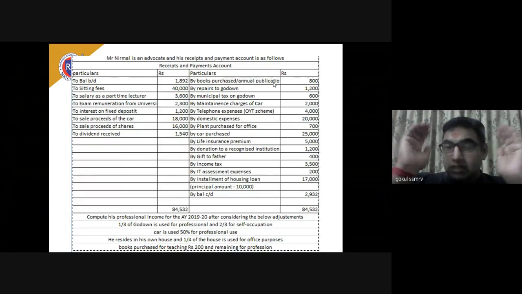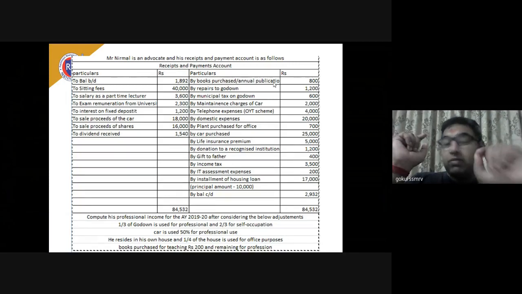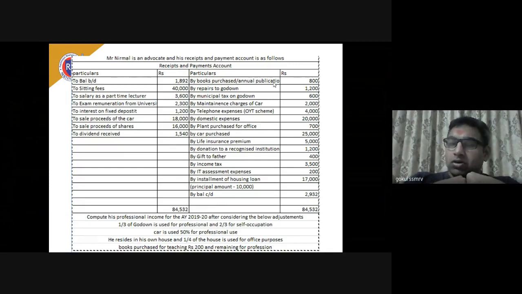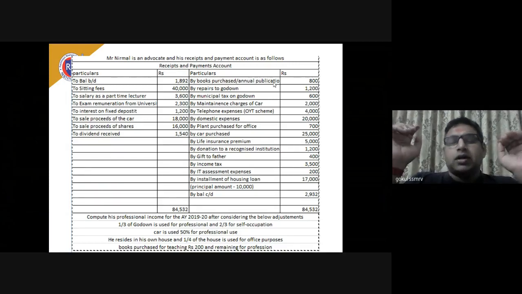So that means it's one third. How much has he incurred as repairs? 1,200 rupees. 1,200 into 1 by 3 will be his professional expense. Then municipal tax on godown, 600 rupees. In the same way, since the godown is used one third for his profession, only one third of the municipal tax will be considered as his professional expense. So 600 into 1 by 3.